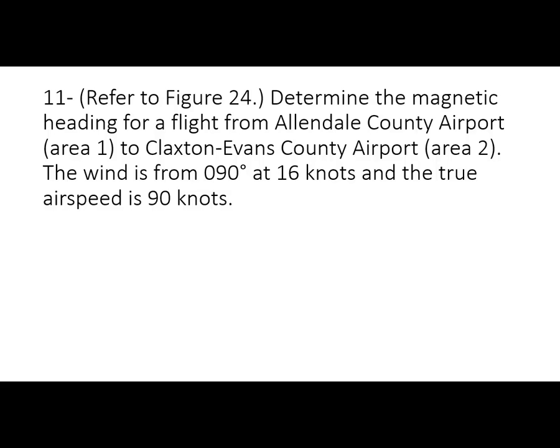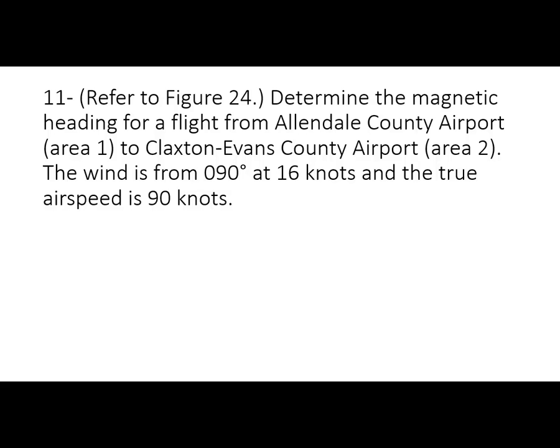Okay, in this video we are going to continue with our navigation calculations and finish up the second half of this navigation packet. So let's start with question 11. It says refer to figure 24. Determine the magnetic heading for a flight from Allendale County Airport, Area 1, to Claxton Evans County Airport in Area 2. The wind is from 090 degrees at 16 knots and the true airspeed is 90 knots.